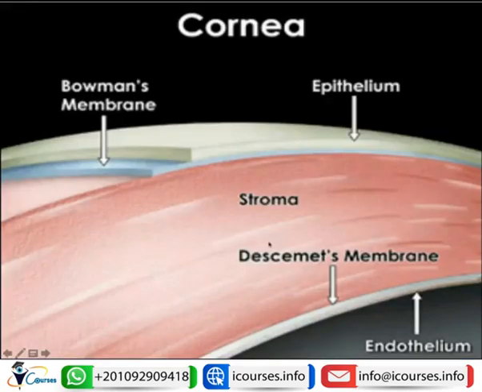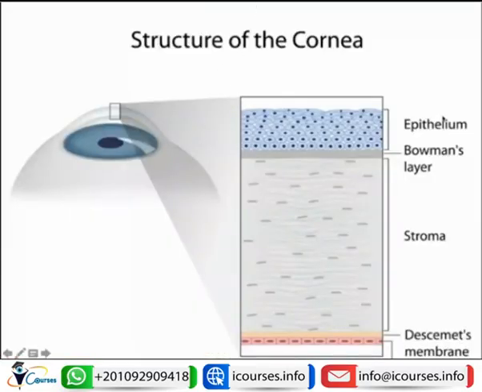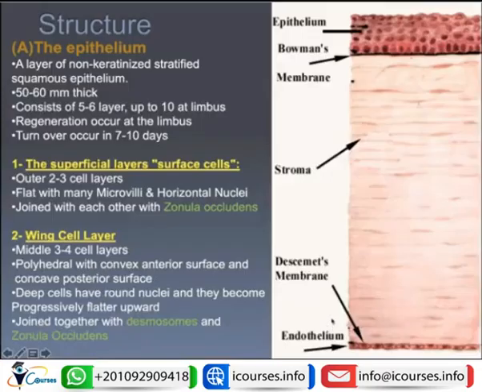So let's have a better insight, or more in-depth information, about the different layers of the cornea, which are the epithelium, the Bowman's, the stroma, Descemet's membrane, and finally the endothelium. So the epithelium, as we said, is formed of 5 to 6 layers of a stratified squamous non-keratinized epithelium. So there will be no keratin over the epithelium, and if there is keratin, this is an abnormal epithelium, and this will lead to loss of the luster of the cornea.